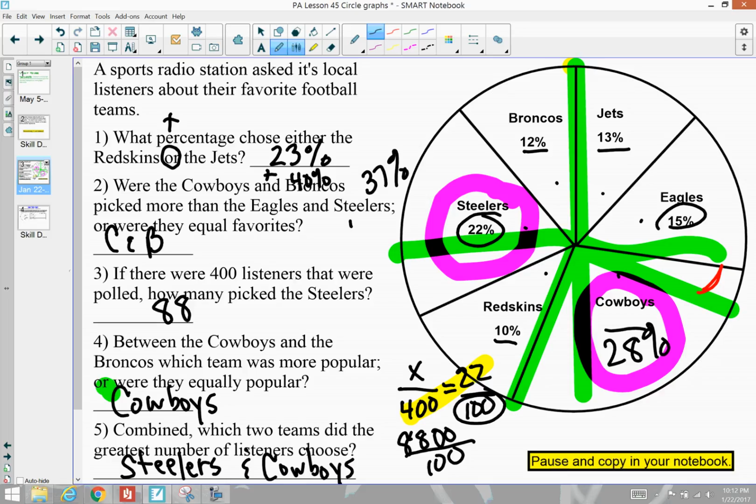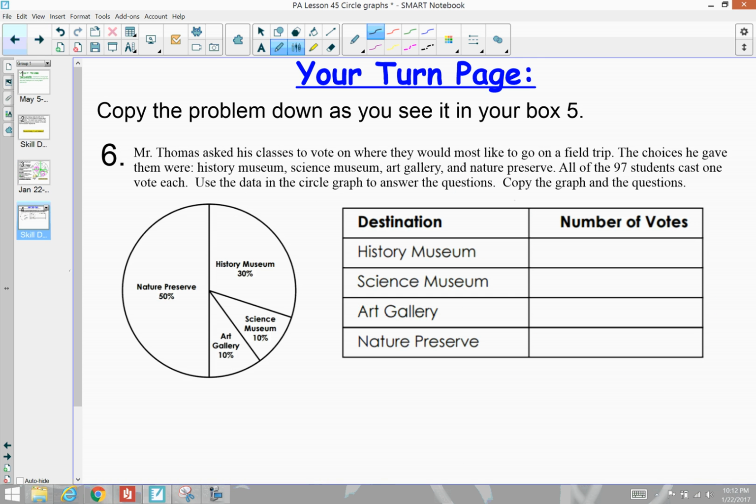Okay, excellent. All right, so tonight I would like for you to do this question. Mr. Thomas asked his classes to vote on where they would like to go on a field trip. The choices he gave them were the History Museum, the Science Museum, Art Gallery, and Nature Preserve. All of the 97 students cast 1 vote each. Use the data in the circle graph to answer the question.